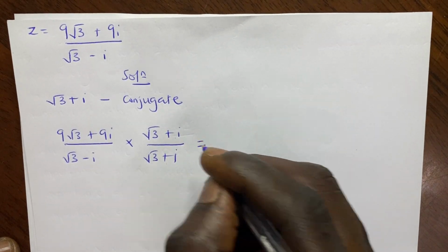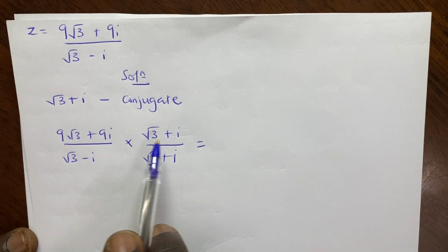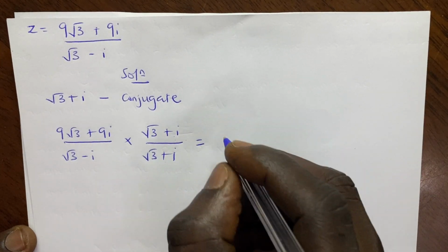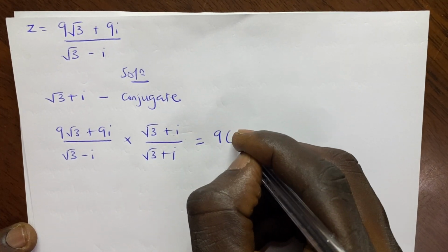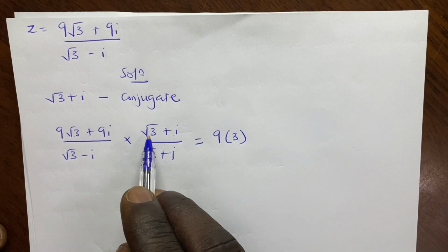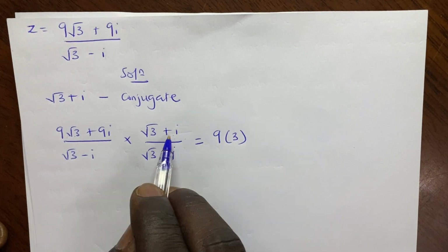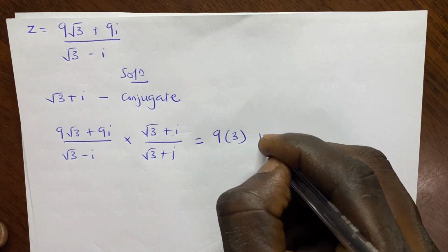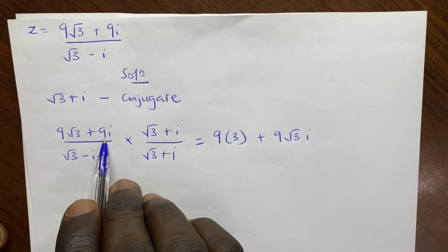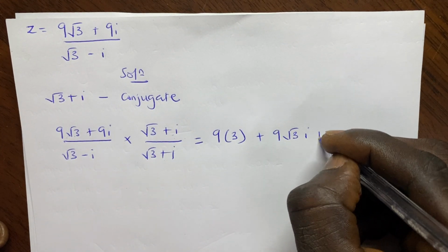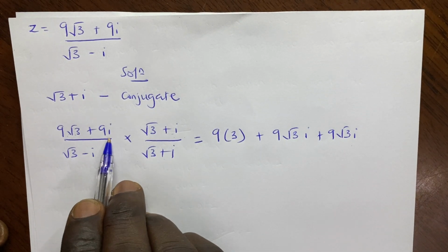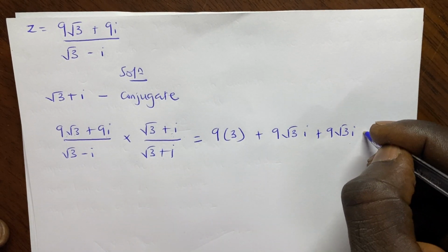So on expanding this, we are going to take the first term to multiply these two and then the second term to multiply these two. So 9 root 3 multiplied by root 3 is going to give us 9 into brackets 3, because this is going to give us root 3 squared, and the squared is going to take away the root sign, and this multiplied by this is going to give us plus 9 root 3I. Multiplying this by this, we get plus 9 root 3I, and multiplying 9I by I, we are going to get minus 9.